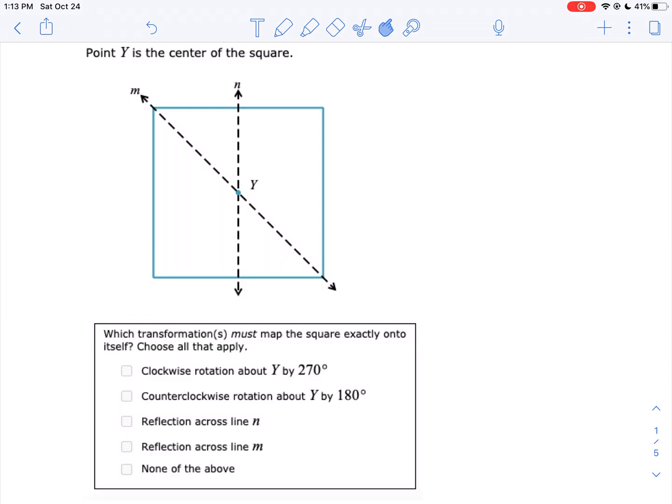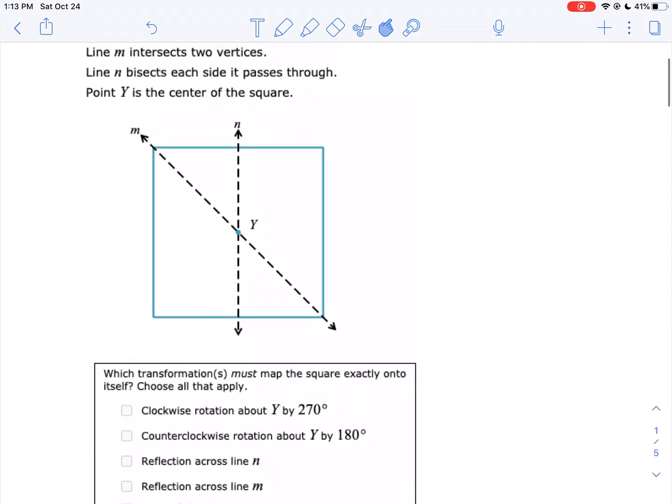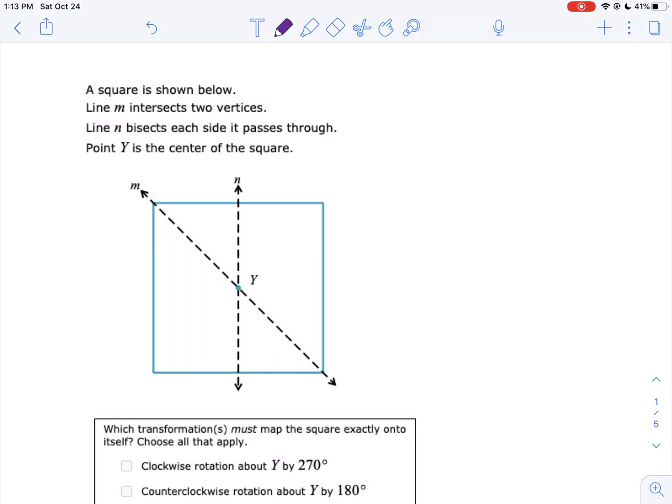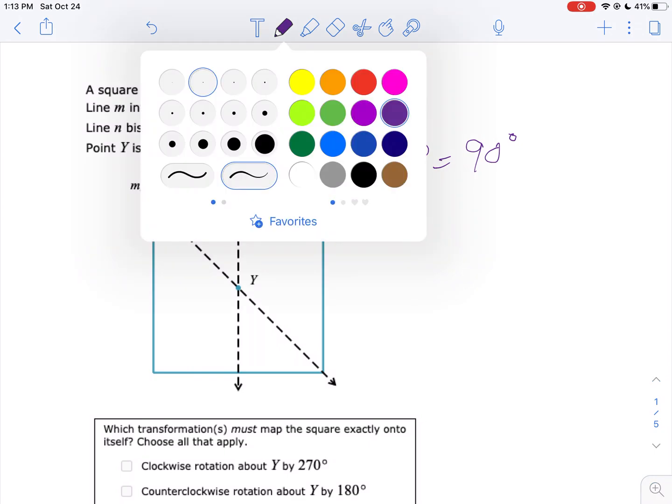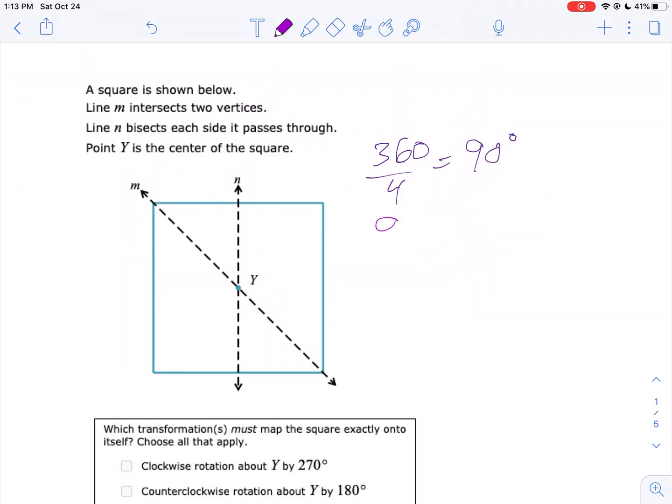First one, let's talk about rotations. Since it's a square, it's an equilateral polygon. It's a regular polygon. So I can rotate this 4 times because there's 4 points, 4 vertices, 4 sides. So if I take 360 and I divide that by 4, every 90 degrees is going to be a rotation that's going to turn it onto itself. So every multiple of 90, so 0, 90, 180, 270, and always 360, because we know 360 always turns everything onto itself.